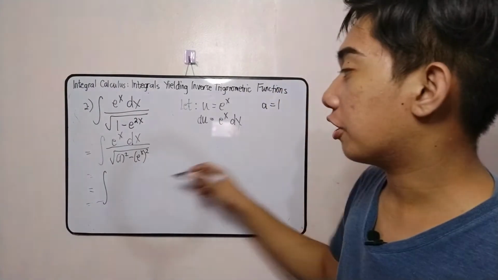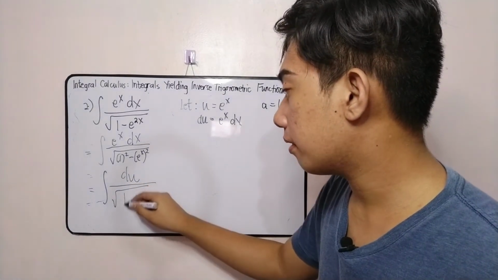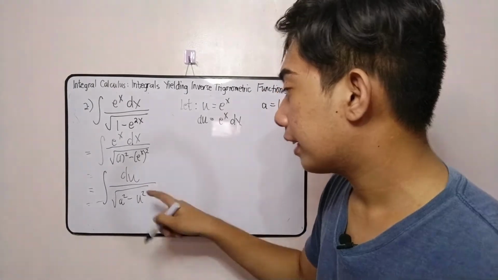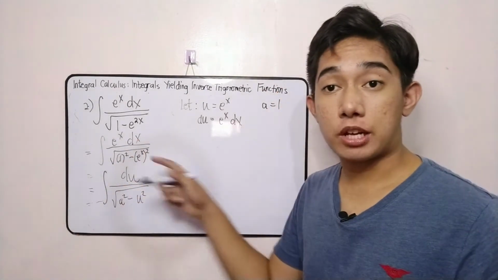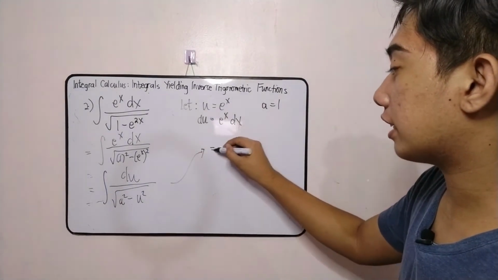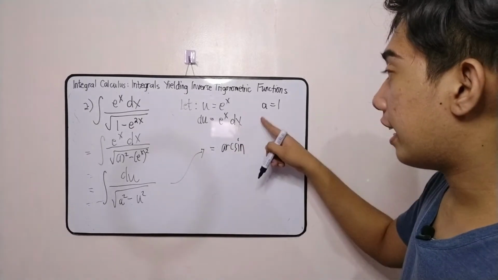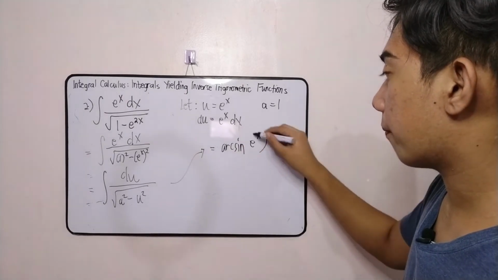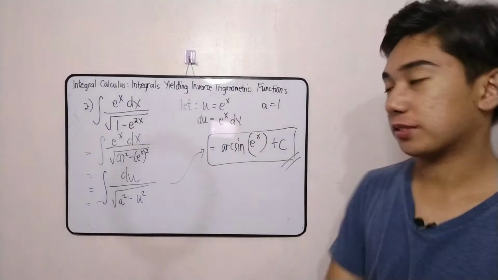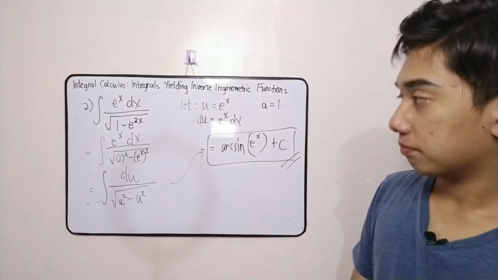And we can plug in our values. So, this becomes du all over the square root of a squared minus u squared. And this expression is inverse sine. So, our integration for this case is arc sine u over a, so e raised to x, plus c. Okay? So, that is how simple it is. Arc sine e raised to x is our answer.